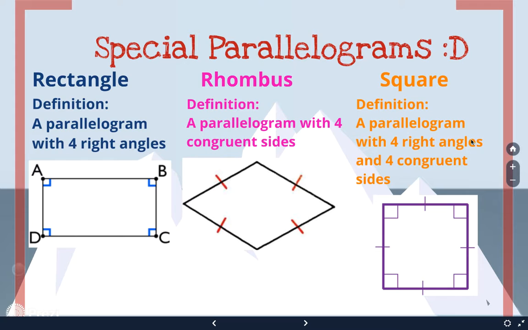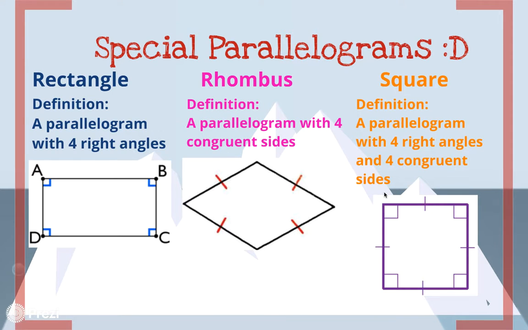So let's think about it. Is a square a rectangle? Well, what makes something a rectangle is that it has four right angles. Does a square have four right angles? Yes, it does. So a square is not only a parallelogram, it's also a rectangle. Holy hot dog, right? And also a square has four congruent sides.